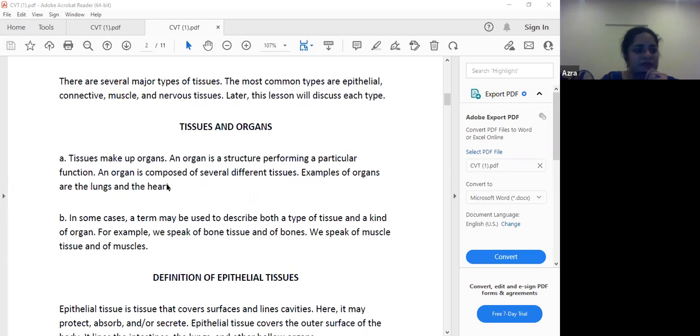An organ is composed of several different tissues. Examples of organs are the lungs and the heart. So the lungs and heart are organs. And these are made up of what? Heart and lungs are made up of? Give me the answer.